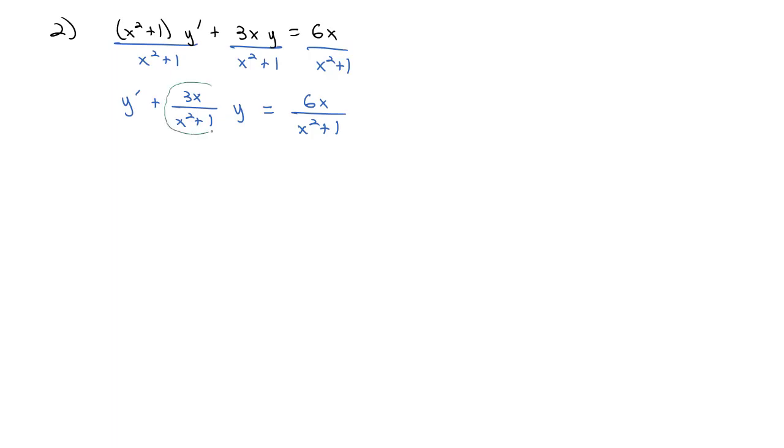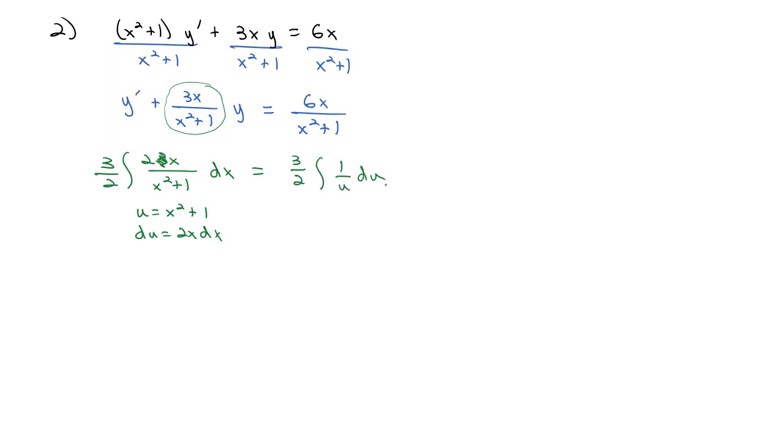Second step is to integrate the p of x. We're going to integrate 3x over x squared plus 1 dx. And I'm going to actually pop that 3 out front as a constant. And using a simple u substitution, where u is x squared plus 1, du is 2x dx, which means I'm going to multiply by 2 and divide by 2. And then my integral becomes 3/2 times the integral of 1 over u du, or 3/2 times the natural log of u, and u, we already said, is x squared plus 1.